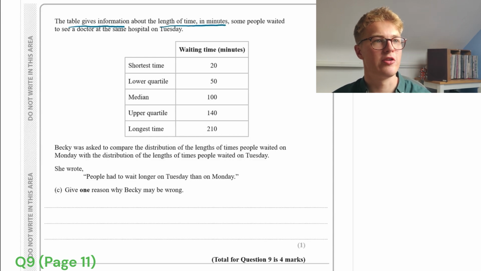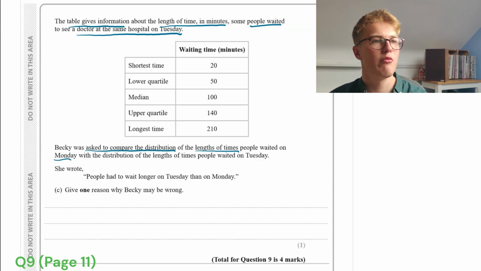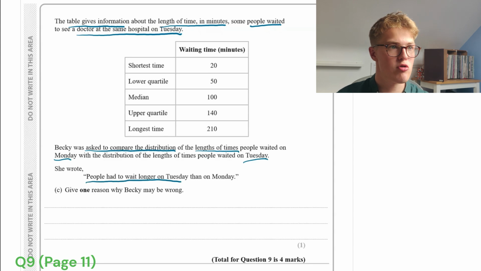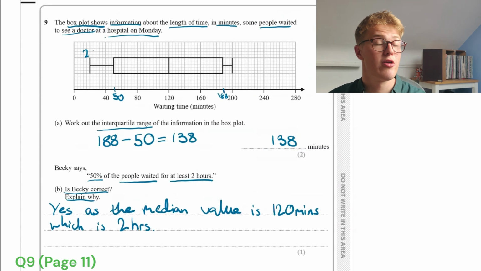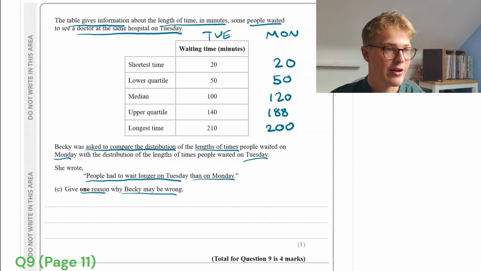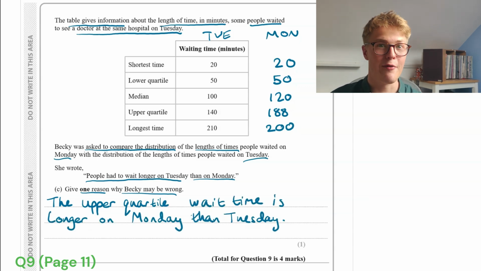The table gives information about the length of time in minutes some people waited to see a doctor at the same hospital on Tuesday. Becky was asked to compare the distribution of the lengths of times people waited on Monday with the distribution of the lengths of times people waited on Tuesday. She wrote, people had to wait longer on Tuesday than on Monday. Give one reason why Becky may be wrong. So I had a look at the values for Monday and Tuesday and compared them, and I found the upper quartile wait time is longer on Monday than Tuesday, and that was my answer.